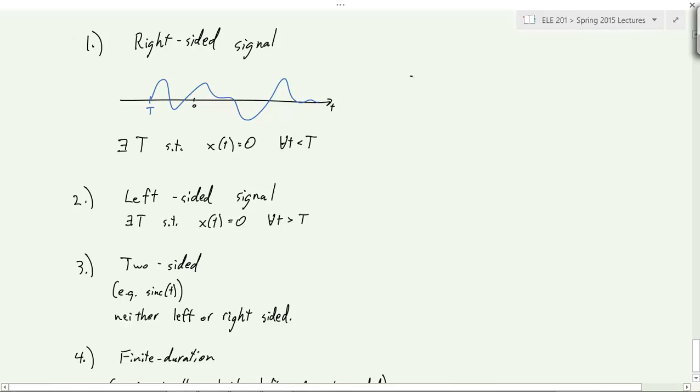And so what we want to know is that we can say certain things immediately about the region of convergence just based on, for example, it being a right-sided signal. The region of convergence has no right boundary. Remember, the region of convergence is a vertical strip. It may or may not have a left or right boundary. If it's a right-sided signal, it has no right boundary. And if it's left-sided, the opposite, right? The ROC has no left boundary.